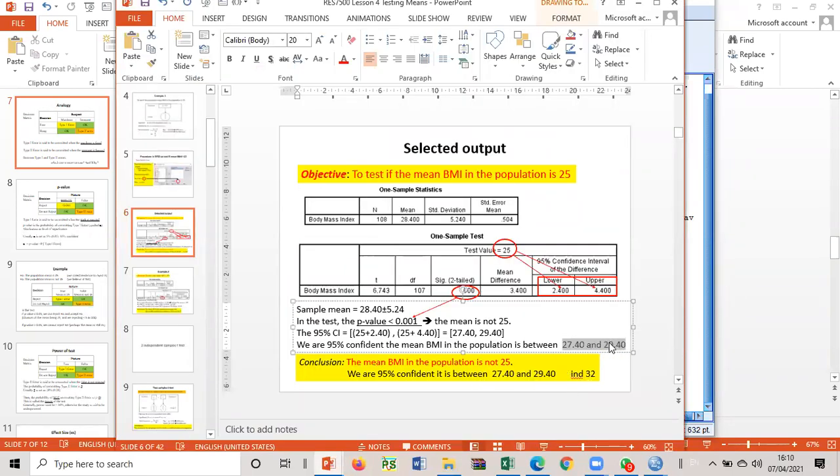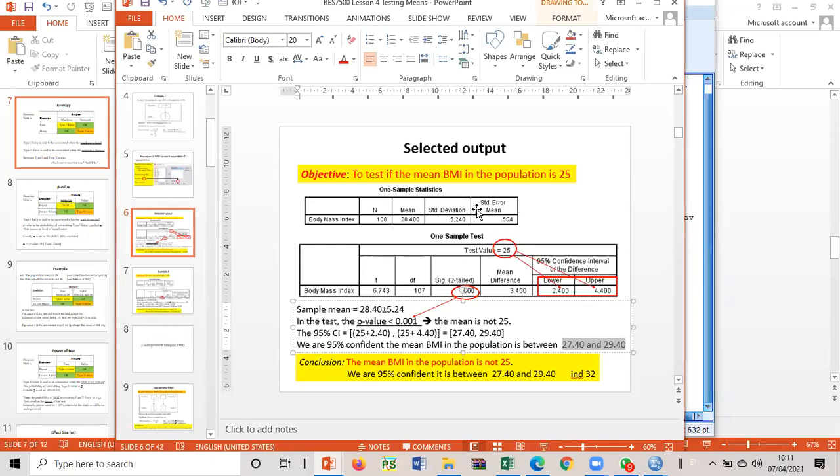29.40. Is the value correct? Yes. So what does it do? It takes a value and builds an interval around it. So this plus or minus, I'm taking a rough value, okay? 0.504 times 2 how much? This value times 2? Roughly 1, right? Yes. So 28.4 plus or minus 1. So 28.4 plus 1 is this value. 28.4 minus 1 point something is this value.